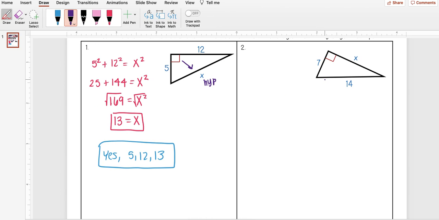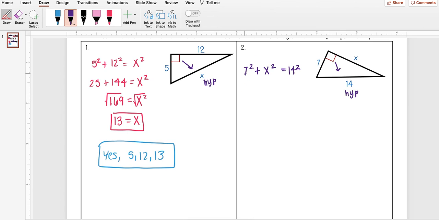Okay, let's try another example. So first I'm going to go ahead and label my hypotenuse. I know my hypotenuse is the side opposite of that right angle. So that means it's 14 for this one. I know my Pythagorean theorem is a squared plus b squared equals c squared. My hypotenuse is that c. So this is going to equal 14 squared. And then I just need to add those together. So 7 squared plus x squared.